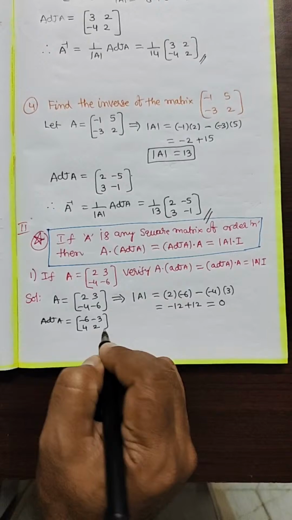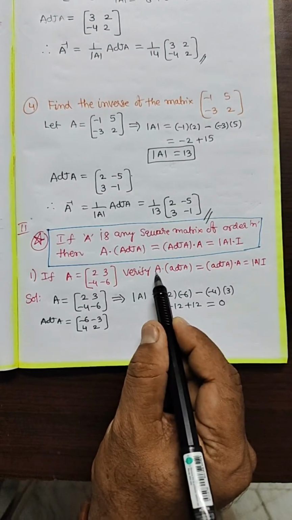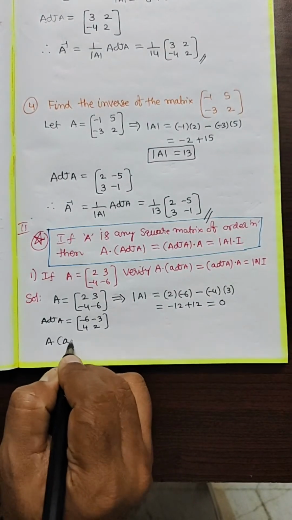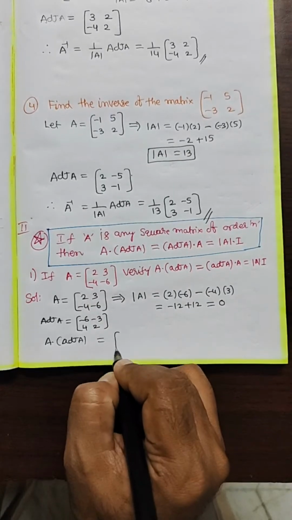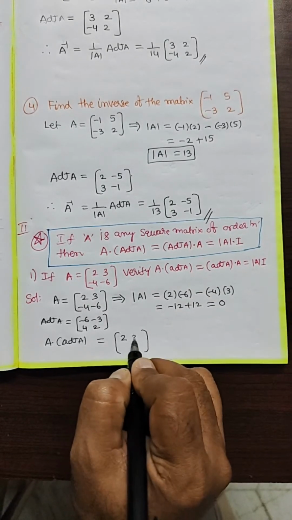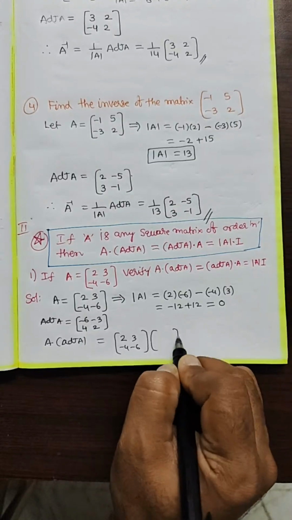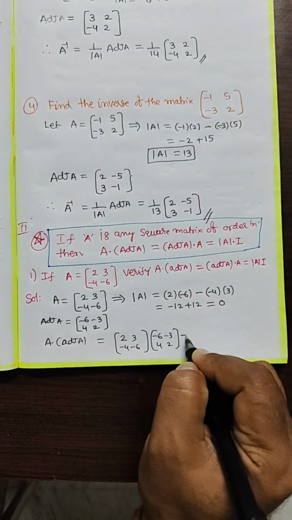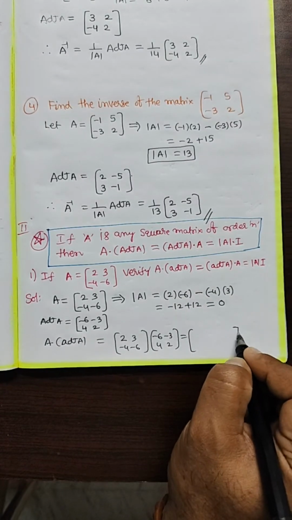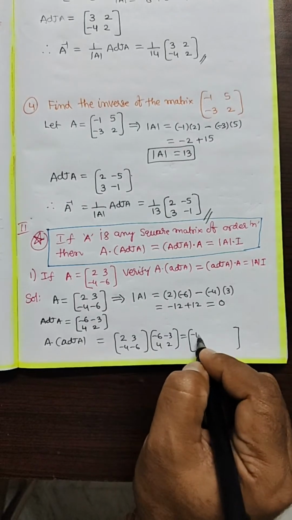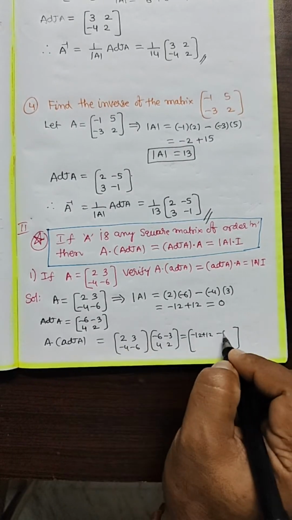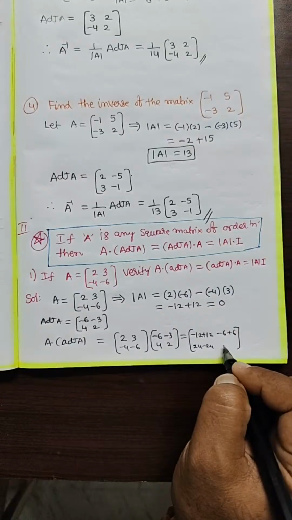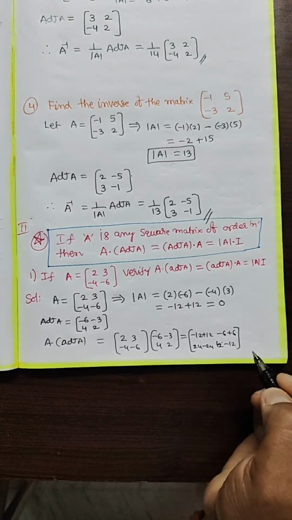4 minus 3. So I am verifying first A into adjoint A. So A matrix is 2, 3, minus 4, minus 6. Adjoint A is minus 6, minus 3, 4, 2. So matrix multiplication: 2 into minus 6, minus 12, plus 12. Minus 6, plus 6. Plus 24, minus 24. Plus 12, minus 12.